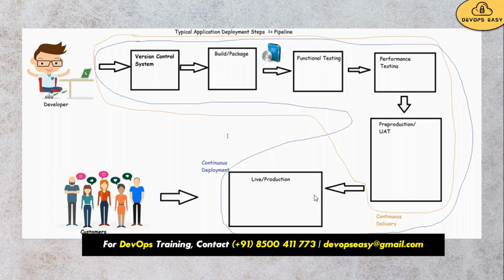After that they will release it manually to the market after approval of the client. But if everything is done continuously, across all boxes, it is continuous deployment. Only until this box it is called continuous delivery, that is, it is ready to release to the market.